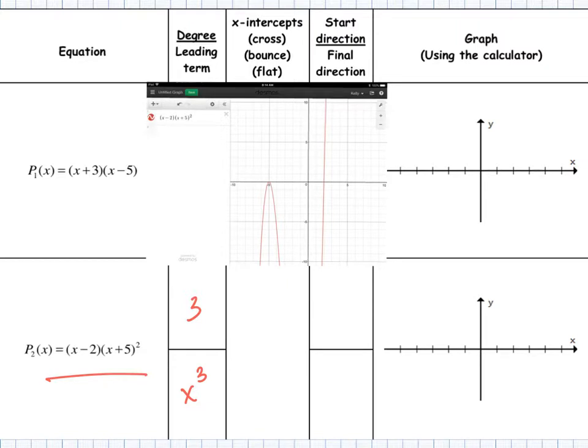And then the next thing is the x-intercepts and whether they bounce, cross, or flat. First one is at -5, and that's a bouncing root because it hits the x-axis and turns around. The next one is at x equals 2, and that's a cross, because right here, it just crosses straight through. That one just bounces.